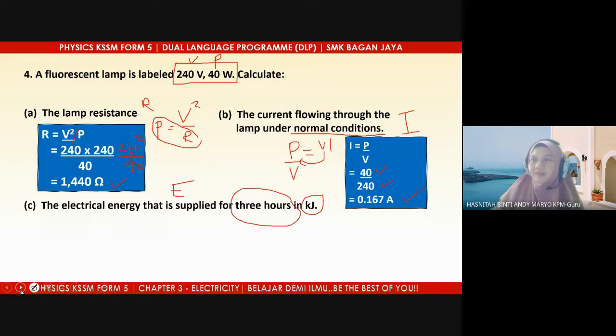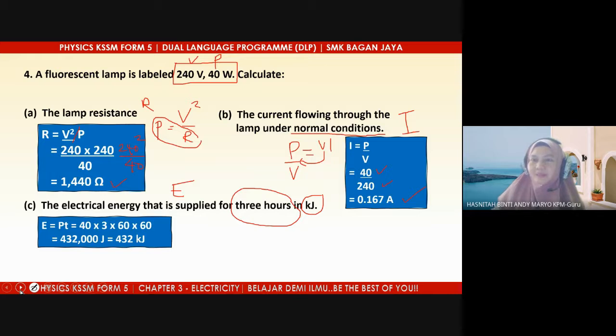Okay, so how to do C? This is the equation I am applying here. Energy is power multiplied by time. The power is 40 watt. We are using 3 hours, right? So convert 3 hours into minutes first, multiply by 60, and then into seconds, so you multiply by another 60. Okay, so is this value correct?